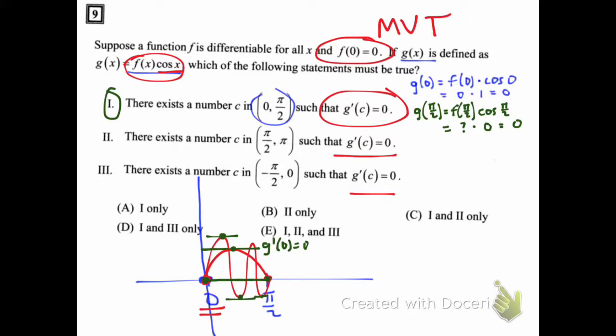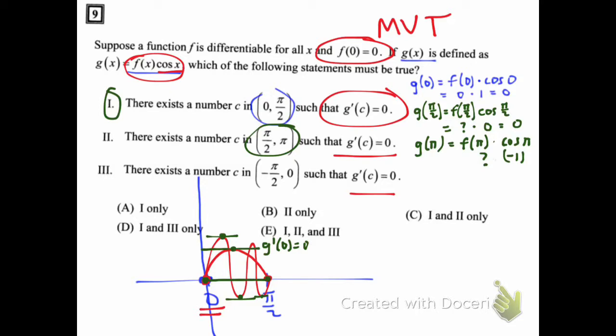Now if we continue to duplicate what we just did, we need to figure out what g of pi is, because there's this other interval that we're wondering about, pi over 2 to pi. So g of pi is f at pi multiplied by cosine of pi. We know that the cosine of pi is -1, and we don't really know what f of pi is. So we're going to replace that with a question mark. If it happens to be 0, great, but we don't really know.